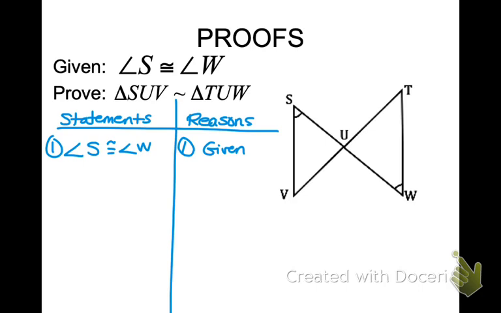So in this diagram, what do we have? Shannon, what do we have? Vertical angles, right? So now we're just going to make sure that we name our vertical angles correctly. I'm going to say angle SUV is congruent to angle WUT. My if-then statement would be: if vertical angles, then congruent.